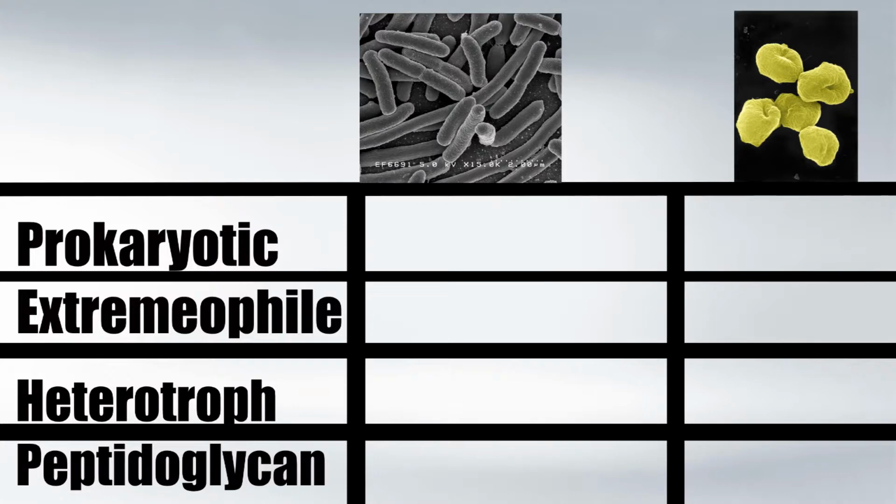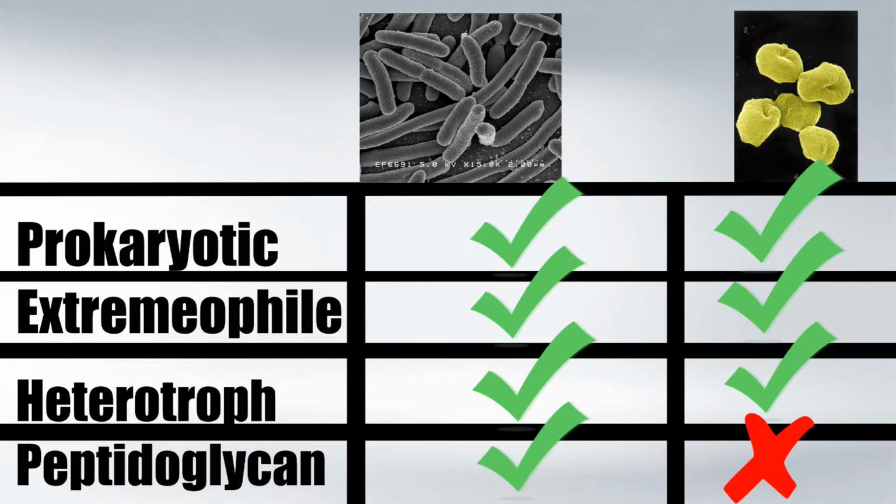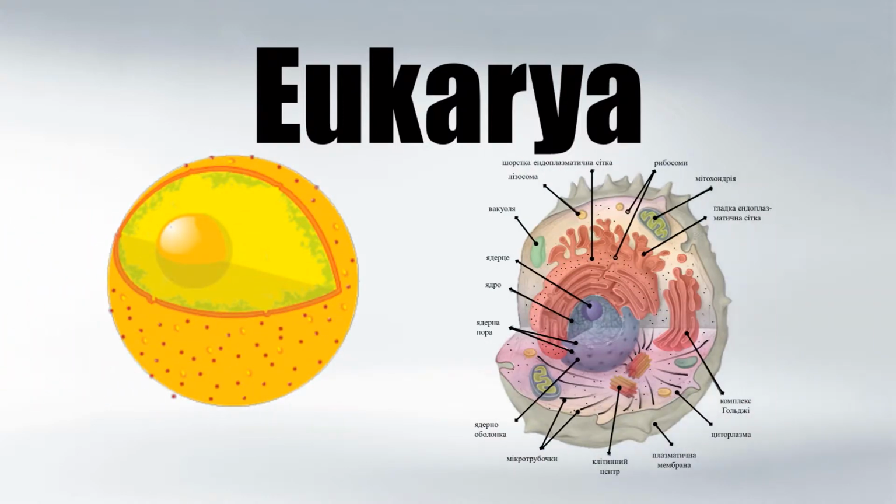Archaea and bacteria are both prokaryotic, extremophiles, and mostly heterotrophs. But bacteria cell walls have peptidoglycan, and archaea do not. Eukarya all have a membrane-bound nucleus and other organelles.